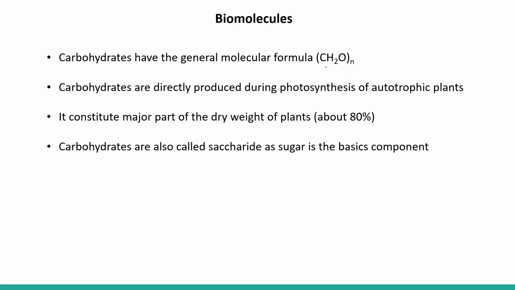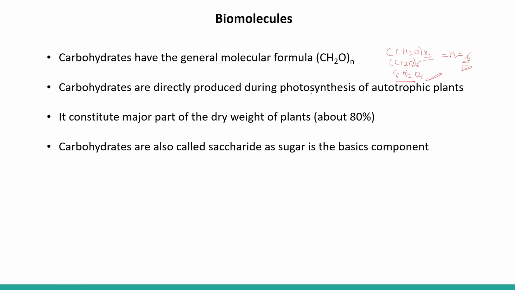Carbohydrates have a general formula (CH2O)n. Suppose the value of n is 6. Then what will be the formula? It will be written as (CH2O)6, and when you open the bracket, it forms C6H12O6, glucose. So this is a hexose, because here n is 6, it forms a hexose.